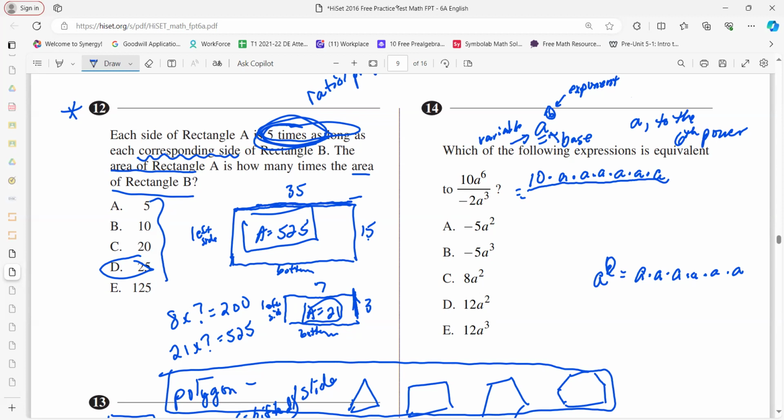On top of this line, we had 10a to the 6th power, and that means 10 times a times a times a times a times a times a. Everybody good with that so far?